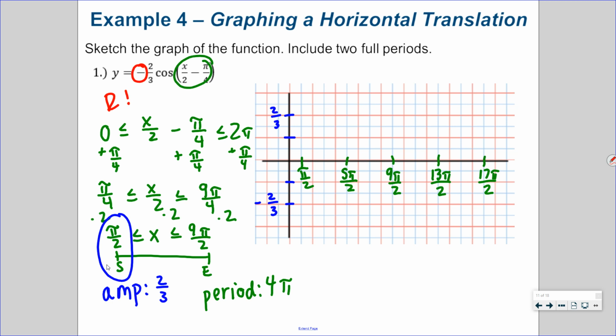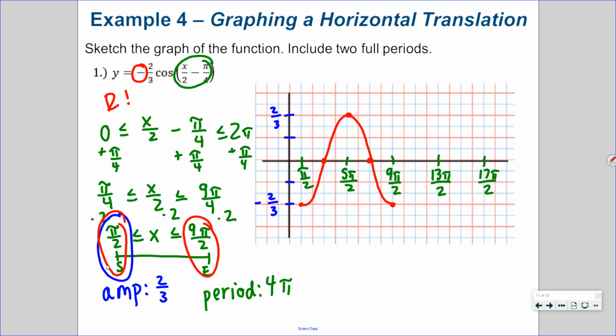Okay, now it's cosine. Cosine starts at a max, but it's reflected, so it's got to start at a min. Starts at a min, starts at pi over 2, ends at 9 pi over 2, ends where it started. What's halfway between the mins for cosine? What type of point? It's 5 pi over 2, but it's a max. Yep, that's what I was looking for. Halfway, which would be right here, 2 boxes, it crosses. So there would be 1 cosine curve for this one.